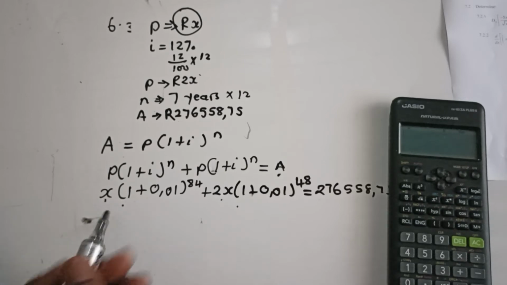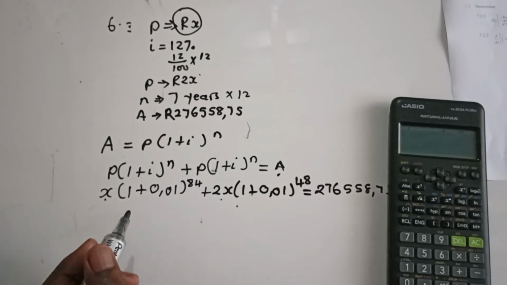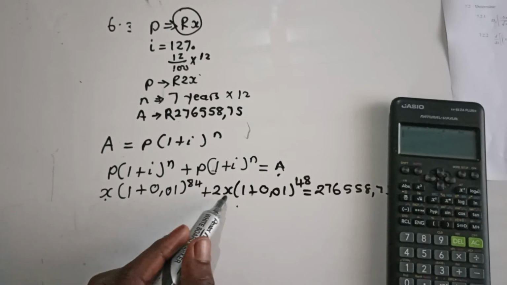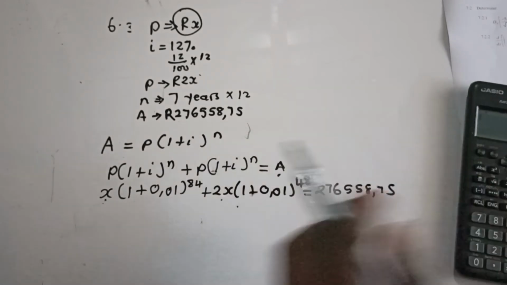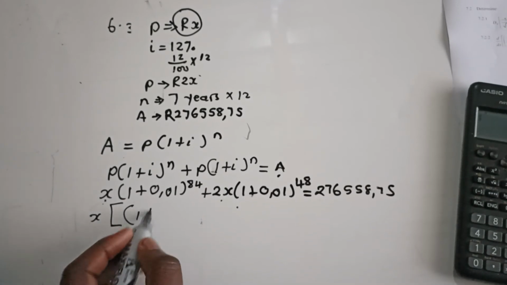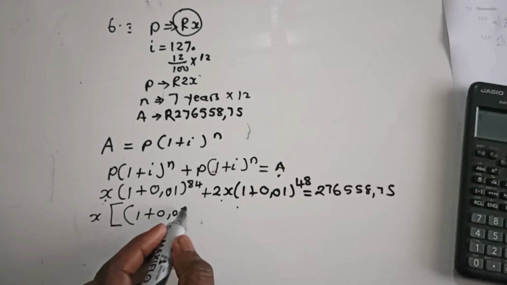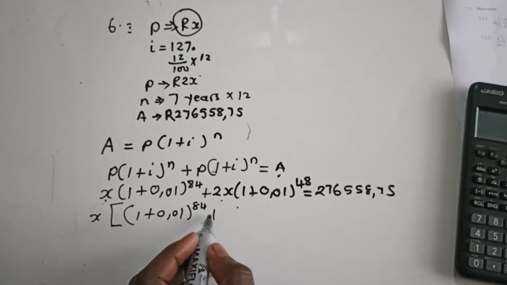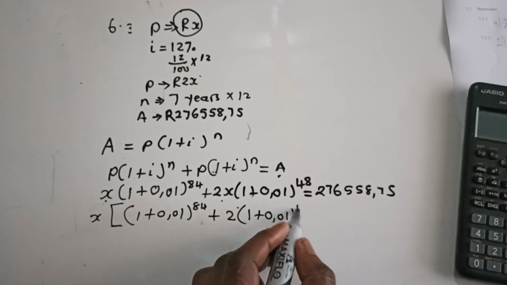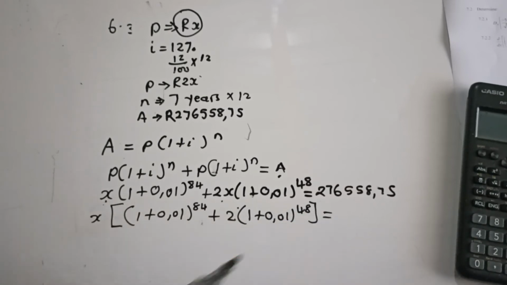But the best way, what we can do, we can just take out the x as the common factor. That's the best way. Rather, (1 plus 0.01) to the power of 84 plus 2 into (1 plus 0.01) to the power of 48. I think this one would be much better.